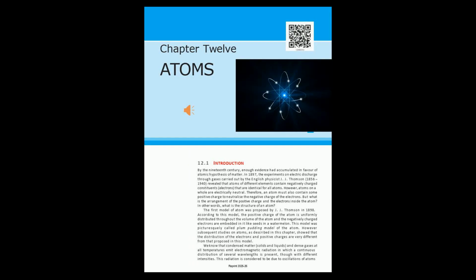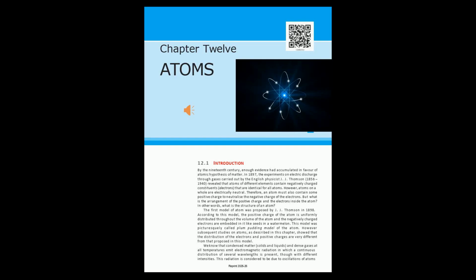Atoms. Introduction. By the 19th century, enough evidence had accumulated in favor of the atomic hypothesis of matter. In 1897, the experiments on electric discharge through gases carried out by the English physicist J. J. Thomson revealed that atoms of different elements contain negatively charged constituents, electrons, that are identical for all atoms. However, atoms on a whole are electrically neutral. Therefore, an atom must also contain some positive charge to neutralize the negative charge of the electrons.